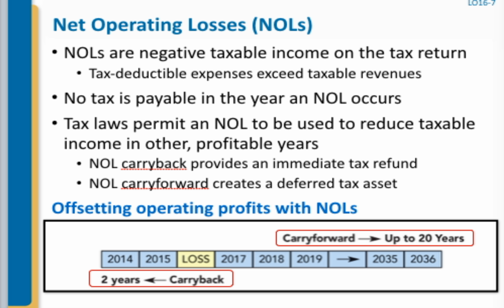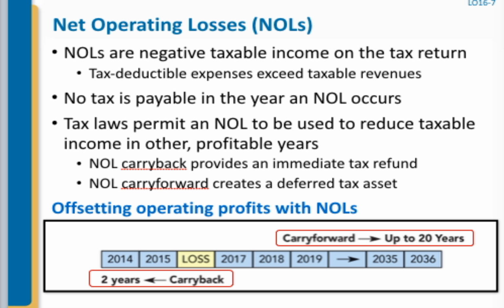Okay, net operating losses. The big thing to remember, obviously, if you have a net operating loss this year, what does that mean? It means you compare your revenue this year to your expenses this year, and your expenses were more than your revenue. So if your expenses are more than your revenue, you're obviously not paying tax this year, okay? At least income tax, because you have no income.